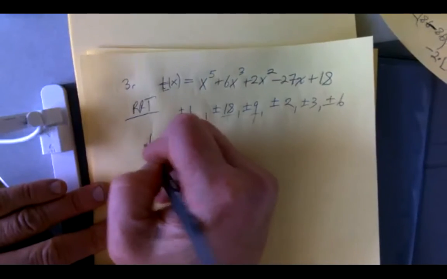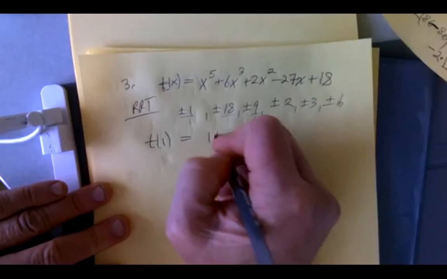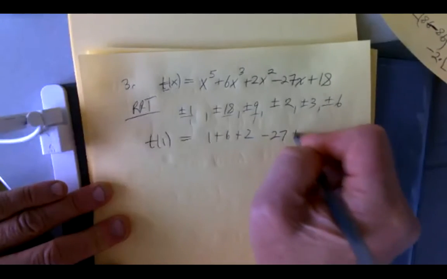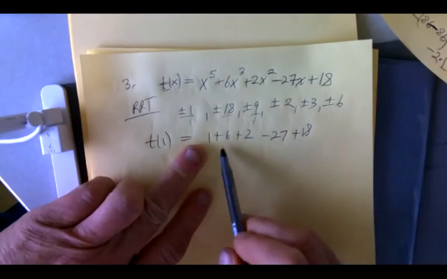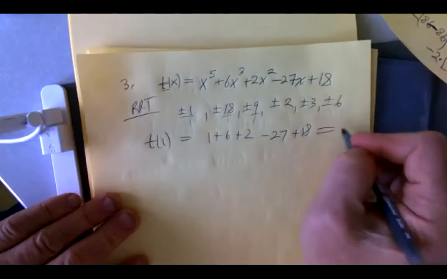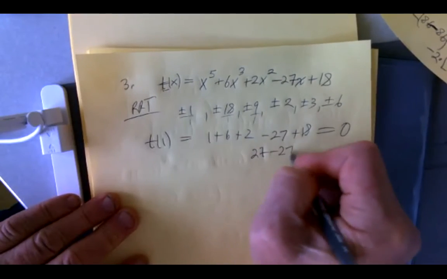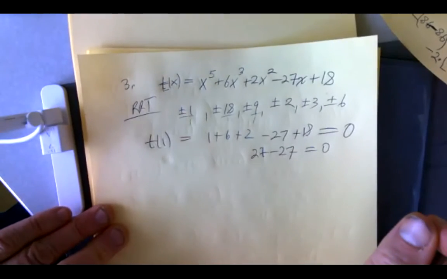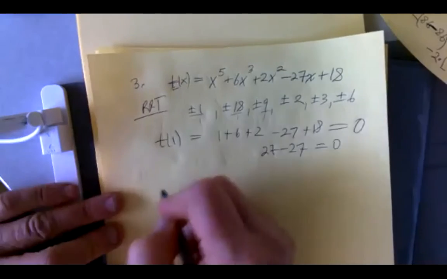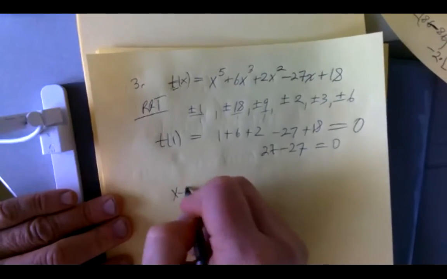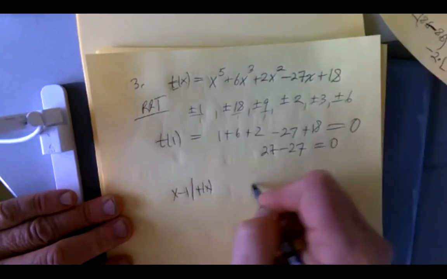I gotta focus on this one. I'll try T of 1. 1 plus 6 plus 2 minus 27 plus 18. Okay, 19... yes, equals 0. Do you agree with that? Agree. Yes. Okay. So x minus 1 divides T of x. Let's do that.